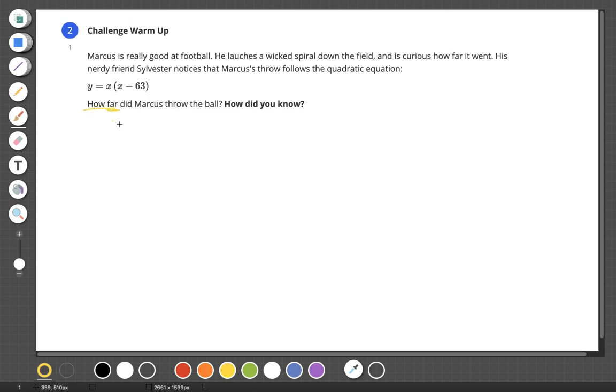Well, if we're thinking about those quadratic situations, remember we've been talking about, you usually have something go up and come back down. Well, when we're talking about how far something goes, is that talking about my x or my y? Well, that's my x-axis. And what happens on the x-axis? Well, that's where our zeros occur. Okay, so that's what we're looking for.